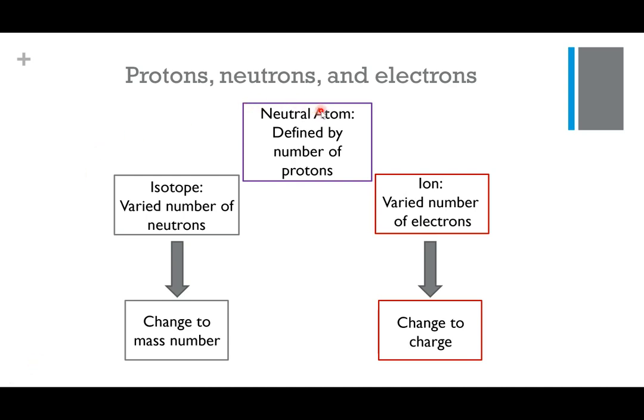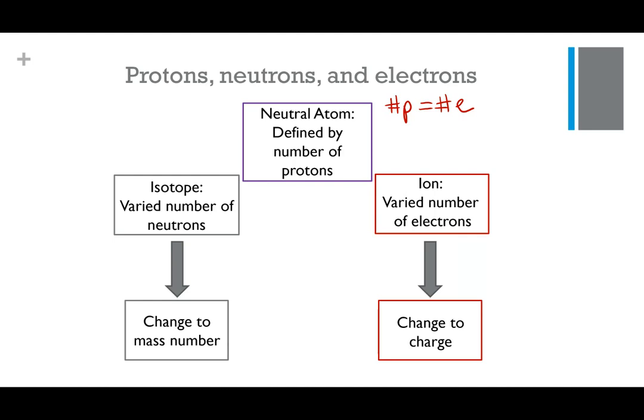So neutral atom, we're going to assume that the number of protons is equal to the number of electrons for now. Okay, so if it has 6 protons, it has 6 electrons, that will give us a neutral atom. We can and will, in coming chapters, vary the number of electrons. So I can add electrons to an atom, I can take them away.